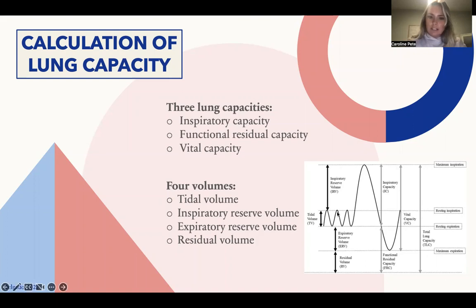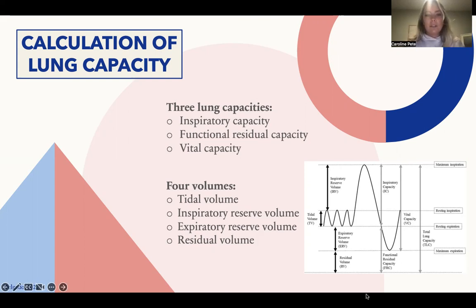So as you can see in this image right here, these capacities can be further divided into 4 volumes. So you'll have tidal, inspiratory reserve volume, expiratory reserve volume, and then residual volume.